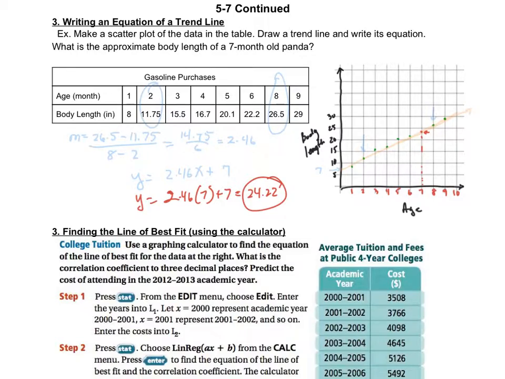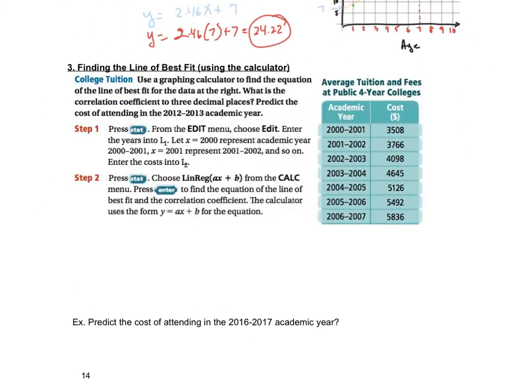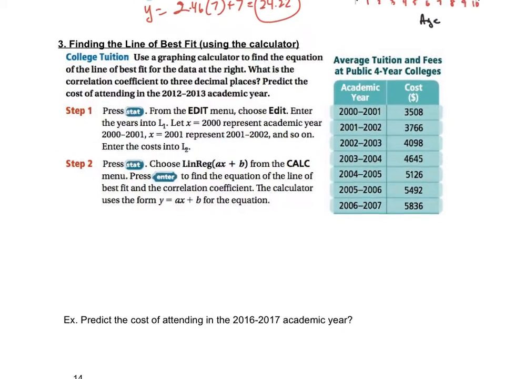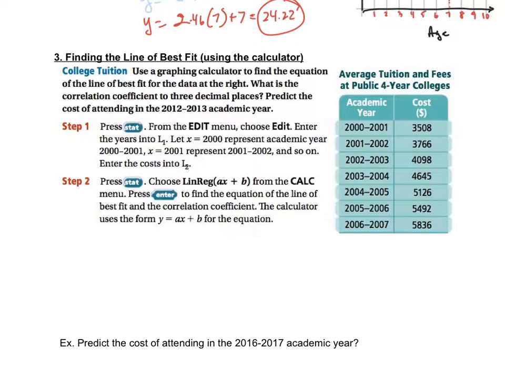And that's coming up with the equation of a line based on my data, using the slope and different things that we've been using in class. Now, finding the line of best fit using a calculator, well, you can use a graphing calculator to find the equation of the line of best fit to the data to the right, and what is the correlation coefficient to 3 decimal places, and predict the cost of attending.